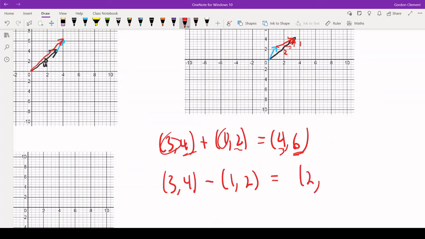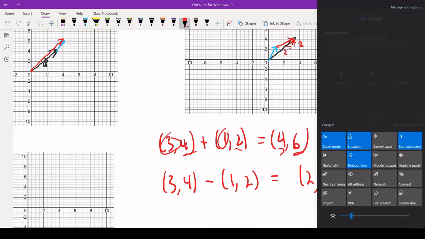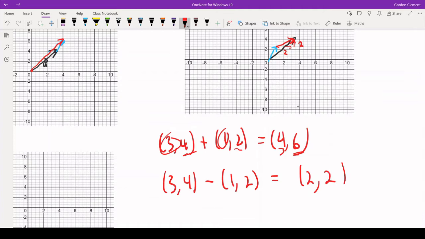Is the vector, did I say 2? Oh no, it's 2, 2. It's going from, sorry, I knew that was wrong as soon as I started to write it out. It's going up 2. It's going from 2 to 4. So it's going over 2 and up 2. It's the vector 2, 2.